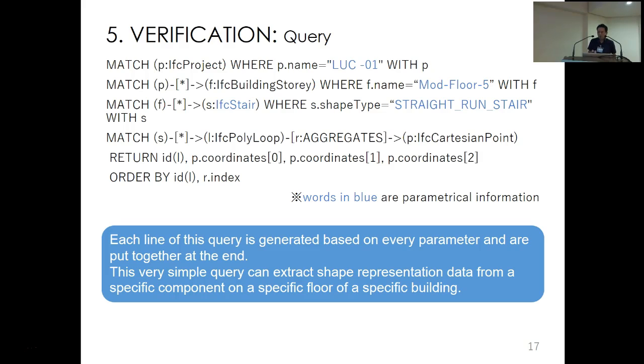I will show you a query used in this verification. It includes parametric information. Each line of this query is generated based on every parameter and put together at the end. This very simple query can extract shape representation data from a specific component on a specific floor of a specific building.